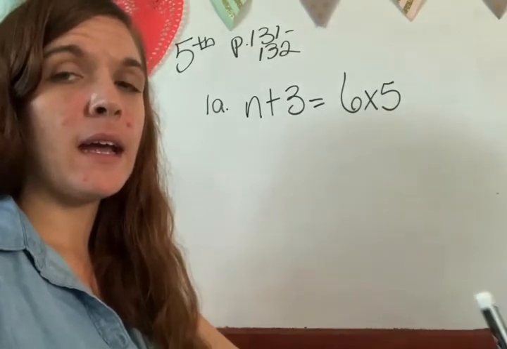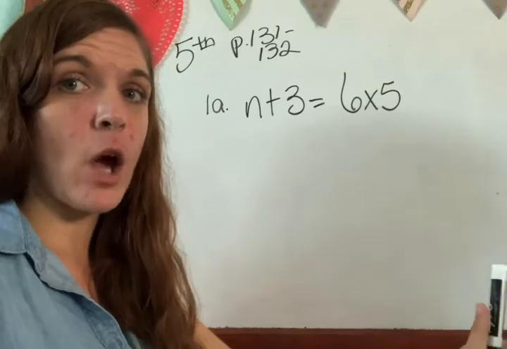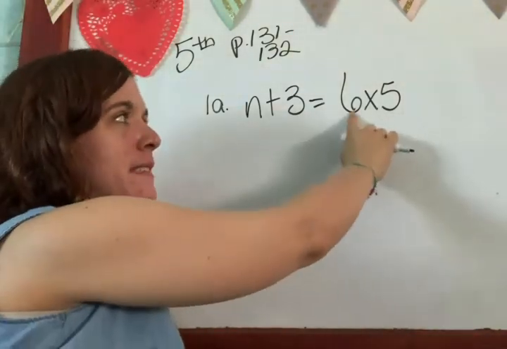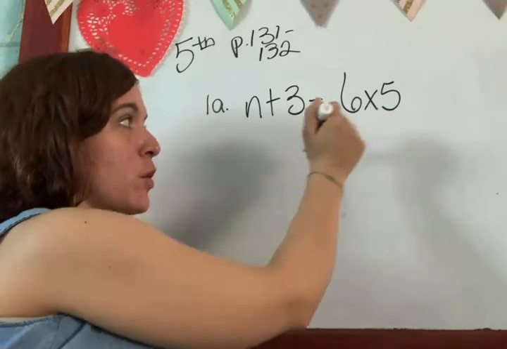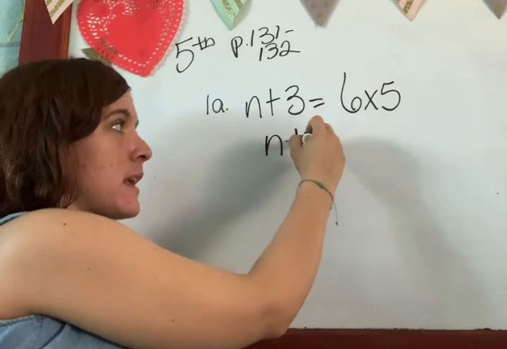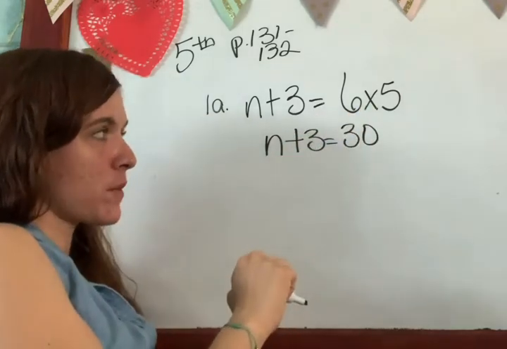Follow my procedimiento. My process, right? Here we go. I'm going to show you what to do. The first thing you do is multiply 6 times 5, right? So write it again. N plus 3 equals 30. Okay, now watch.